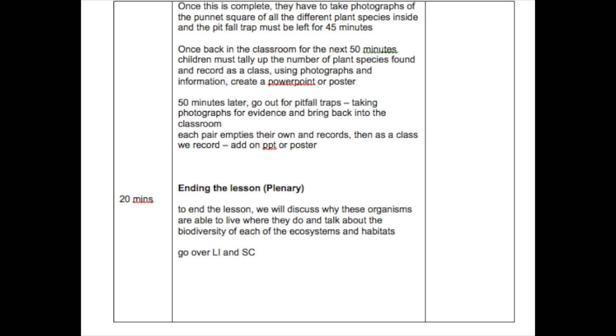about the biodiversity of each of the ecosystems, and then go over the learning intention and success criteria and make sure they've learned what they set out to.